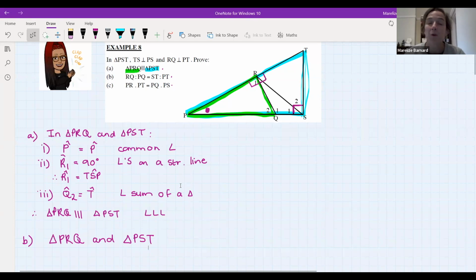Okay, so what we're going to do now is work with our sides that are in proportion. So the frog face is just like a funny little thing to do to help you.